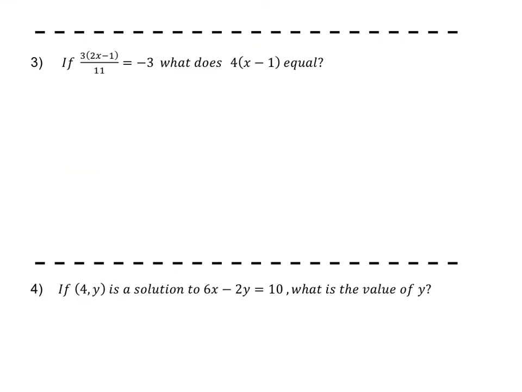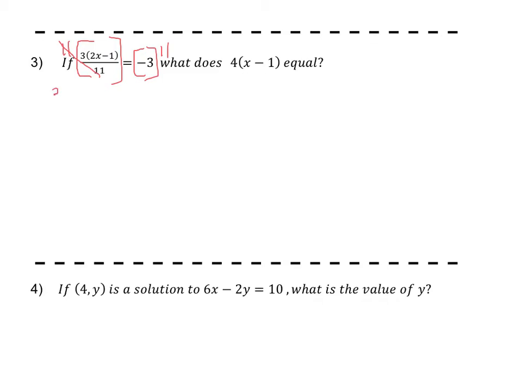Okay, so in example 3 we have: if 3 times (2x minus 1) divided by 11 is equal to negative 3, then what does 4 times (x minus 1) equal? Notice we need to be able to solve for x. The first thing we're going to do, because we have that divided by 11, is get rid of it. We multiply both sides by 11, because the opposite of divided by 11 is multiply, so that cancels.